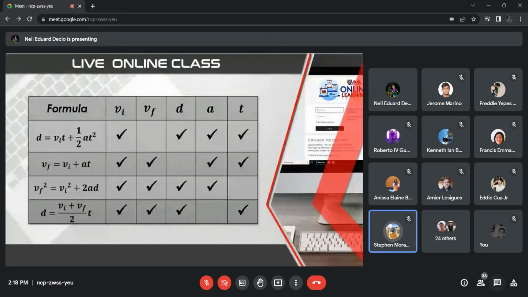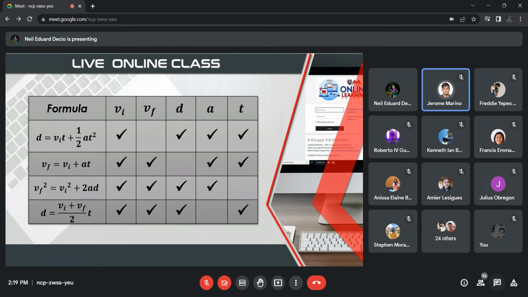What is the third one, sir? We can't solve for time using the third one, right? We're solving for time, right? For the example. But then, the third formula doesn't have a t. Right? So, how can we solve for something that doesn't have that variable in it? So, any other idea?